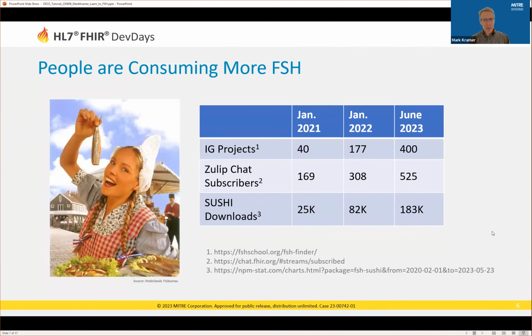Now, it turns out that FHIR Shorthand is becoming and has become very, very popular as a method for creating IGs. We track this and we find that the consumption of FISH is rising. I love that picture. FHIR Shorthand has been around for 3 short years, and the number of projects currently using it has grown from 40 2.5 years ago up to 400 projects. And you can look at those projects and go to their GitHub and see them. We have over 500 Zulip chat subscribers on our Zulip channel in the FHIR chat, and there have been over 180,000 downloads of Sushi.